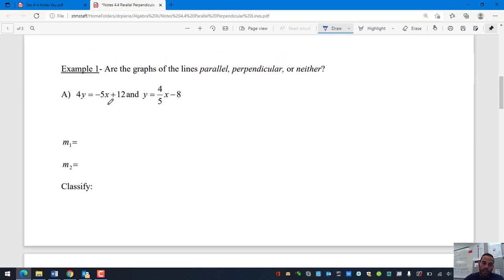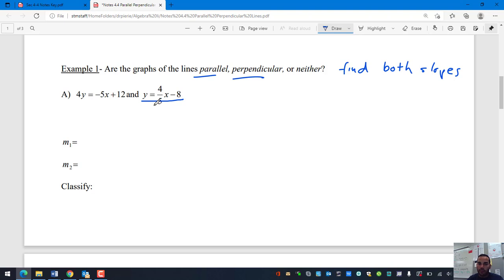So the question is asking, are the lines parallel, perpendicular, or neither? And we've got two different equations for a line. We have 4y is equal to negative 5x plus 12, and the second line we have is y is equal to 4/5 x minus 8. Okay, in order to tell if the lines are parallel or perpendicular, we have to find both slopes. What's nice is if we look at line 2, y is equal to 4/5 x minus 8, we already know the slope of that second line.